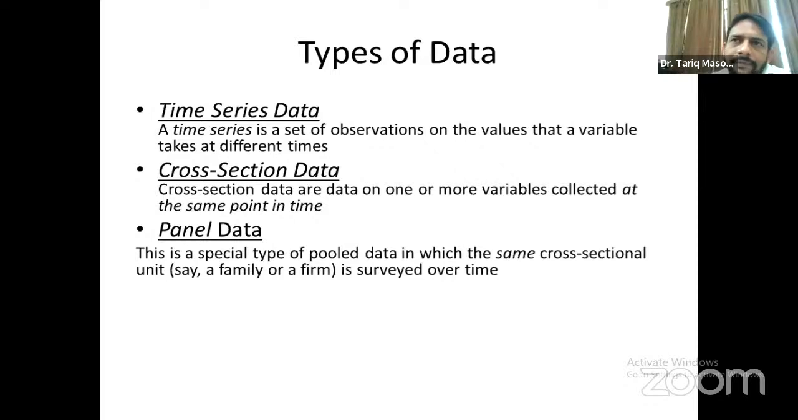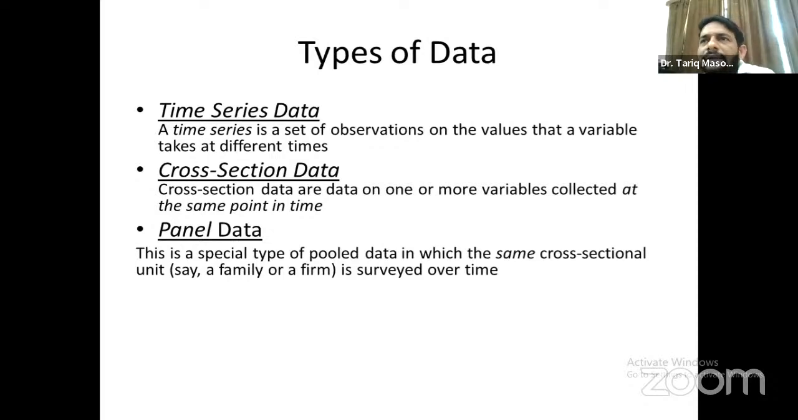If there is some relation between change in x and change in y, we can say that there is a relationship between y and x. So this relationship is basically about a relationship of variation. Variation in any particular variable can be observed in three ways. One is time series data. A time series is a set of observations on the values that a variable takes at different times.